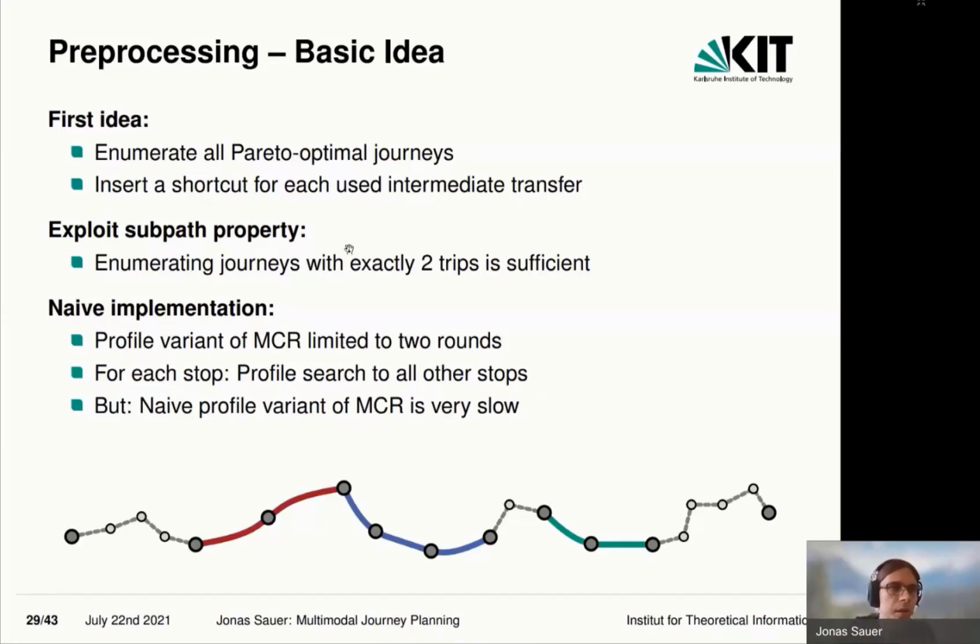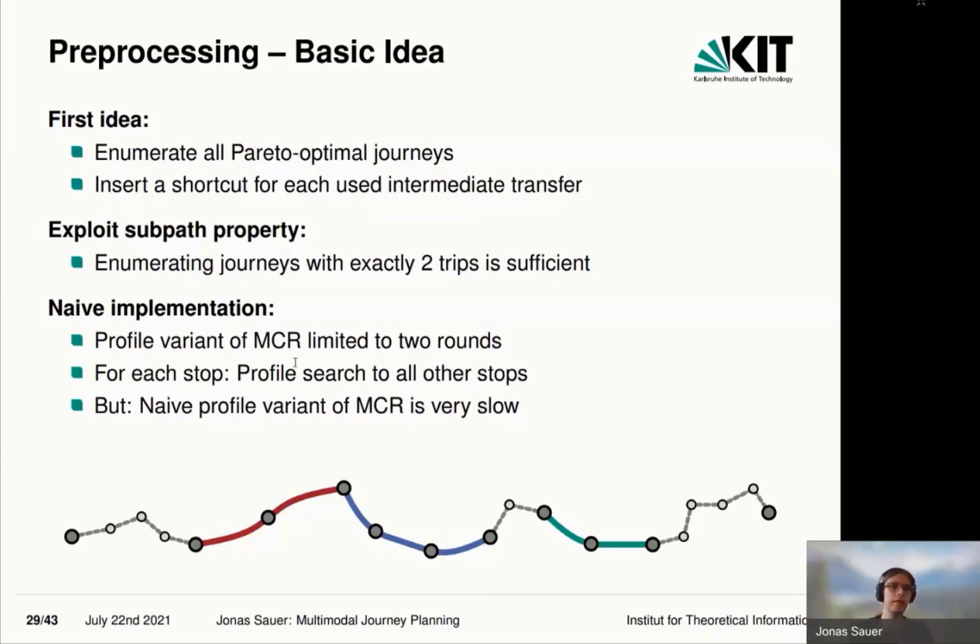So in the case of public transit, we can say that if we only enumerate journeys with exactly 2 trips, then from those optimal journeys with 2 trips, we can build every other journey that includes more than 2 trips. So that's the first optimization, which is we can restrict ourselves to exactly 2 trips. And the nice thing about that is that if we only have 2 trips, we also only have one intermediate transfer between those 2 trips, which we need to look at.